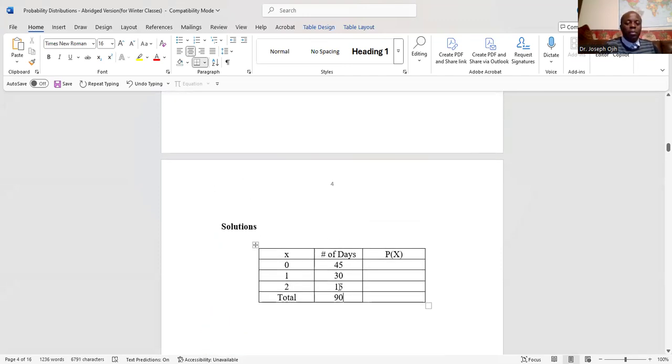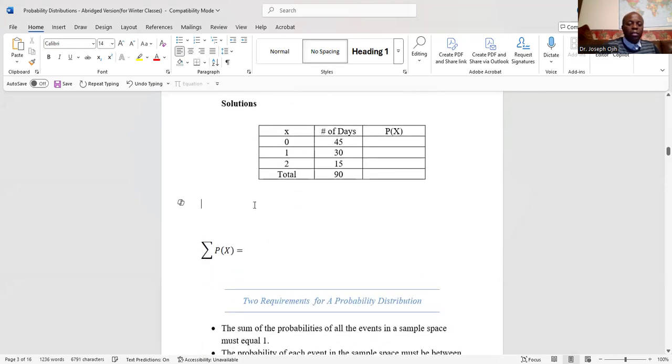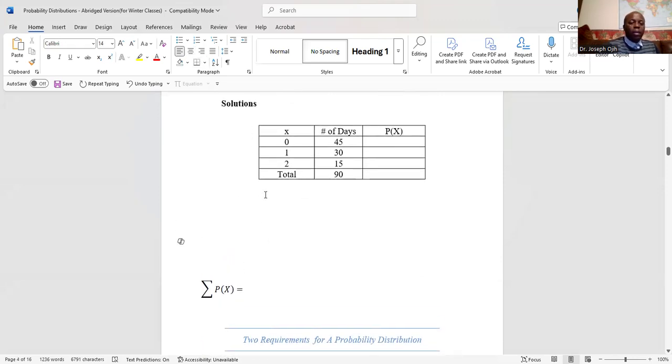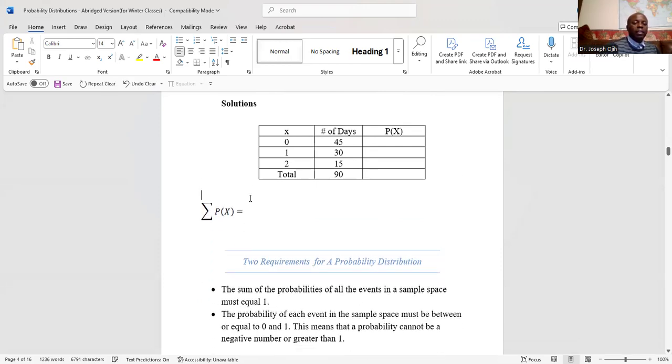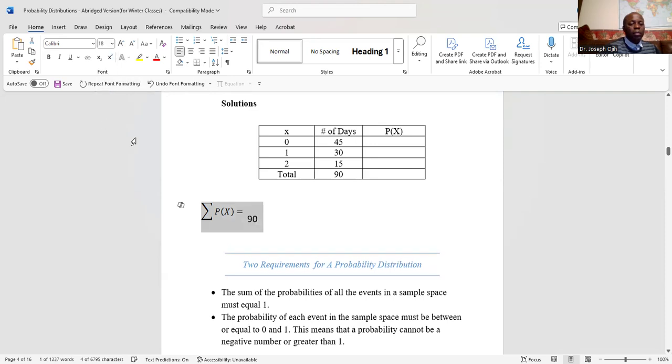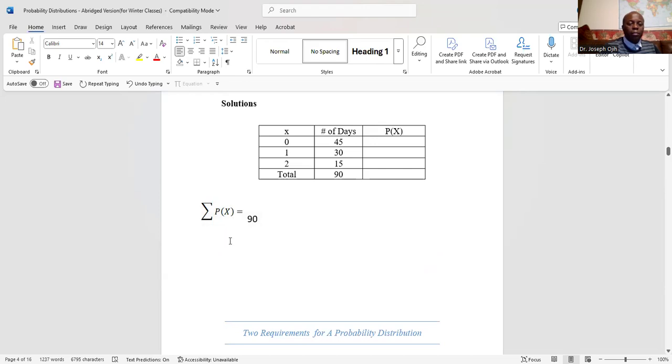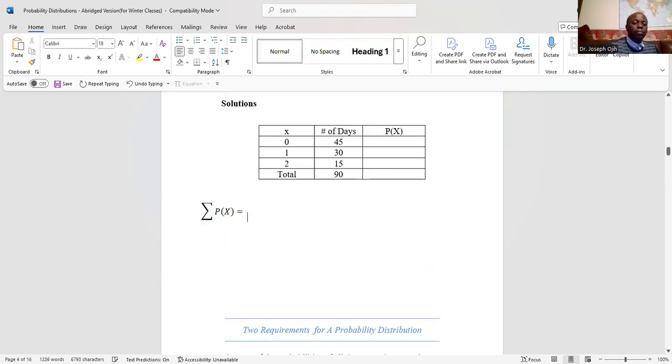Now, with that, we cannot answer the question. The question says, compute P(X) for each X. Remember we added it. The sum of the days is 90. I'm going to write 90 here because this means the sum is 90. Okay. Now with that we cannot calculate the P(X)s. Oh, I missed it. Sorry about that.